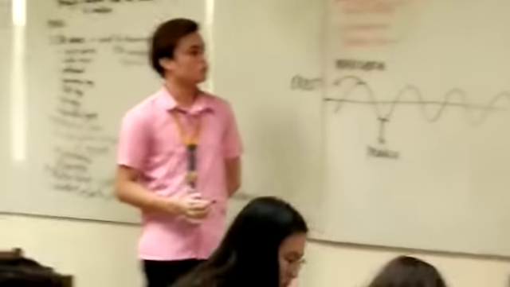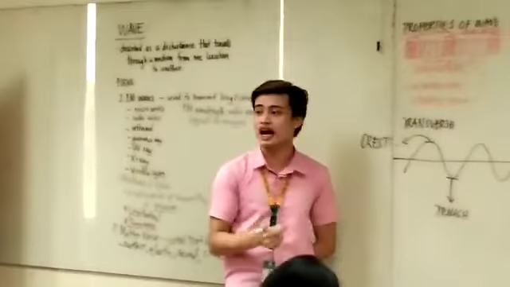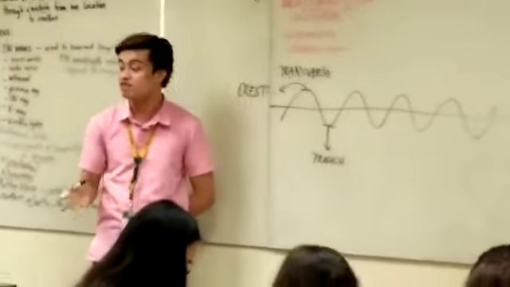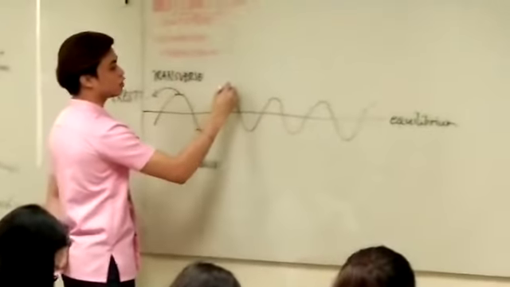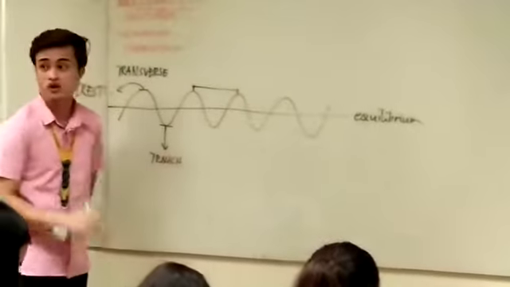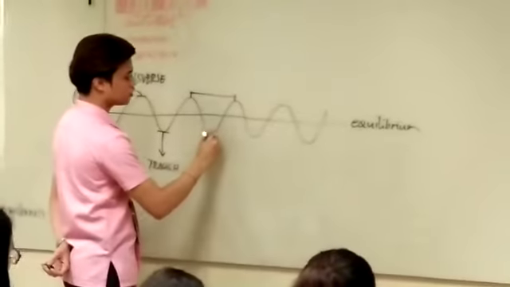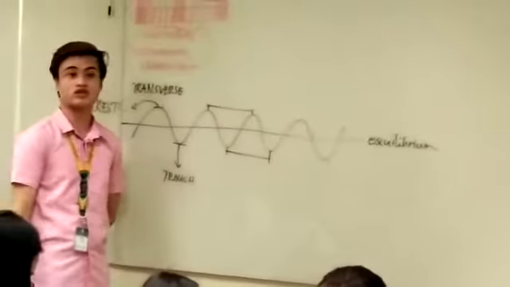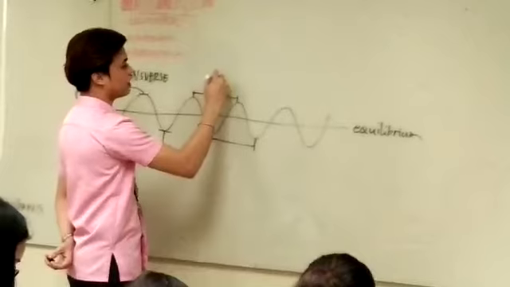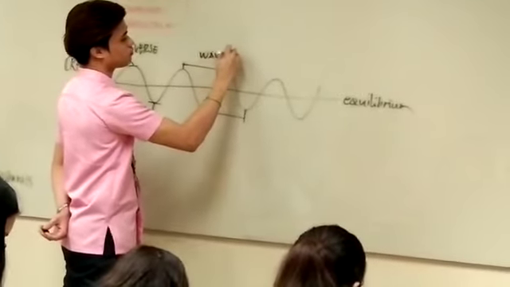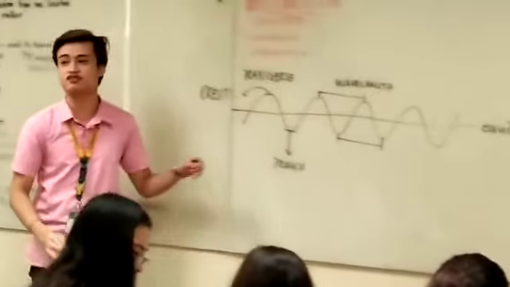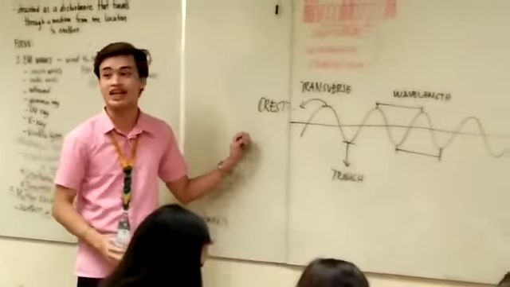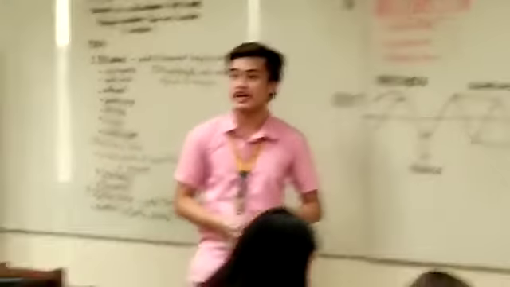Okay, since we all know that all waves have a wavelength, we have this term wavelength, which is the distance between two crests or two troughs. So that is what we call wavelength. And then another part of this transverse wave is what we call amplitude. So what do you think is that part?